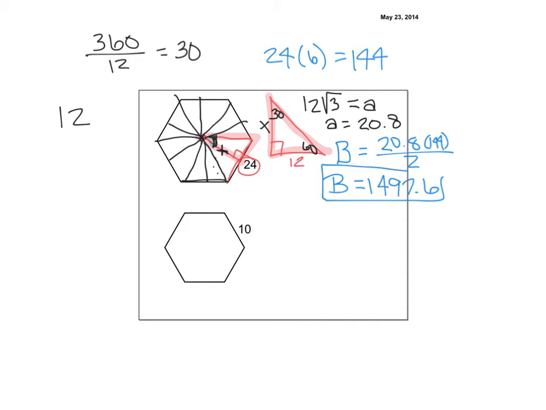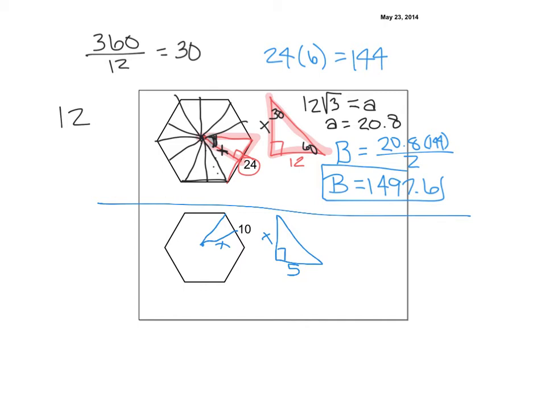So let's try one more example, again with a hexagon. So we have a 6-sided shape. We know each of the sides is going to be 10, so I'm going to start by drawing in the center and the apothem and a radius. So I'm going to recreate this triangle here, where this is my apothem. And then since the whole side is 10, when we cut it in half, that side will be 5.